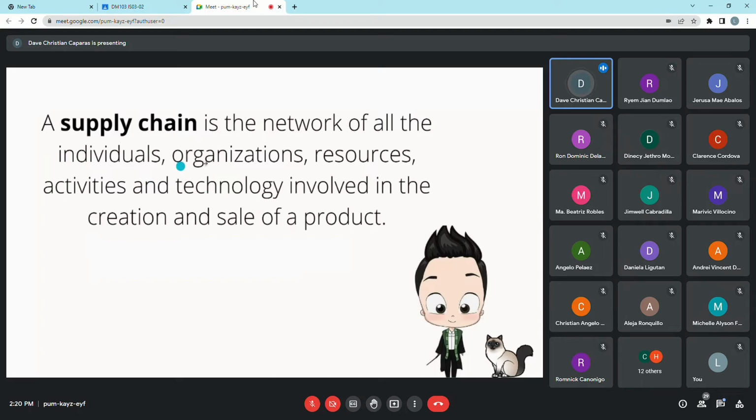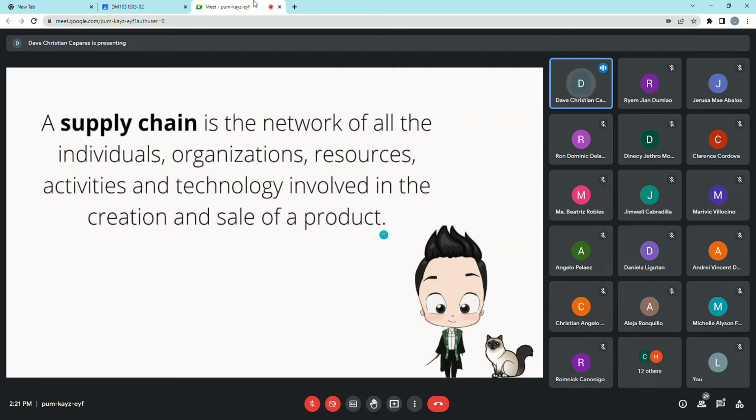So these 5 are part of the network wherein they are gonna be working together to develop a product or create a product and then deliver the product to the customer. Okay, so supply chain is responsible for that. From creation up to the selling of the product. So from this point, you can just easily comprehend the whole supply chain, no? Alam nyo lang dito, pag ito yung nakita nyo definition, supply chain is responsible for the creation and sale of the product through individuals, organization, resources, activities, and technology.